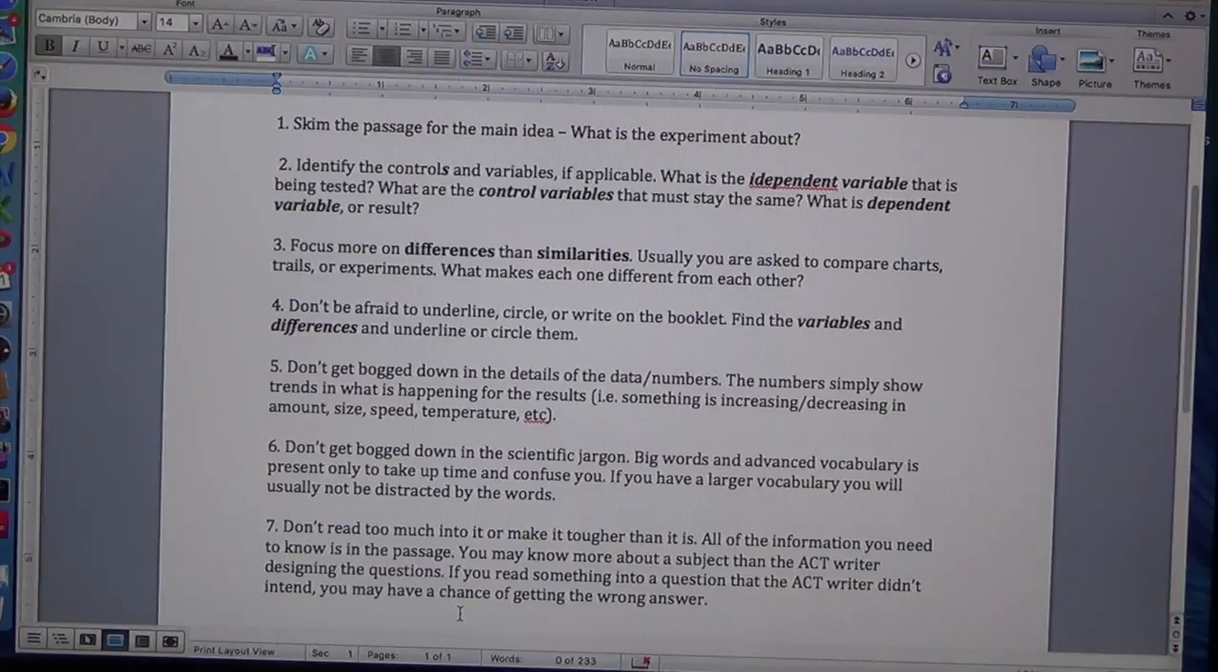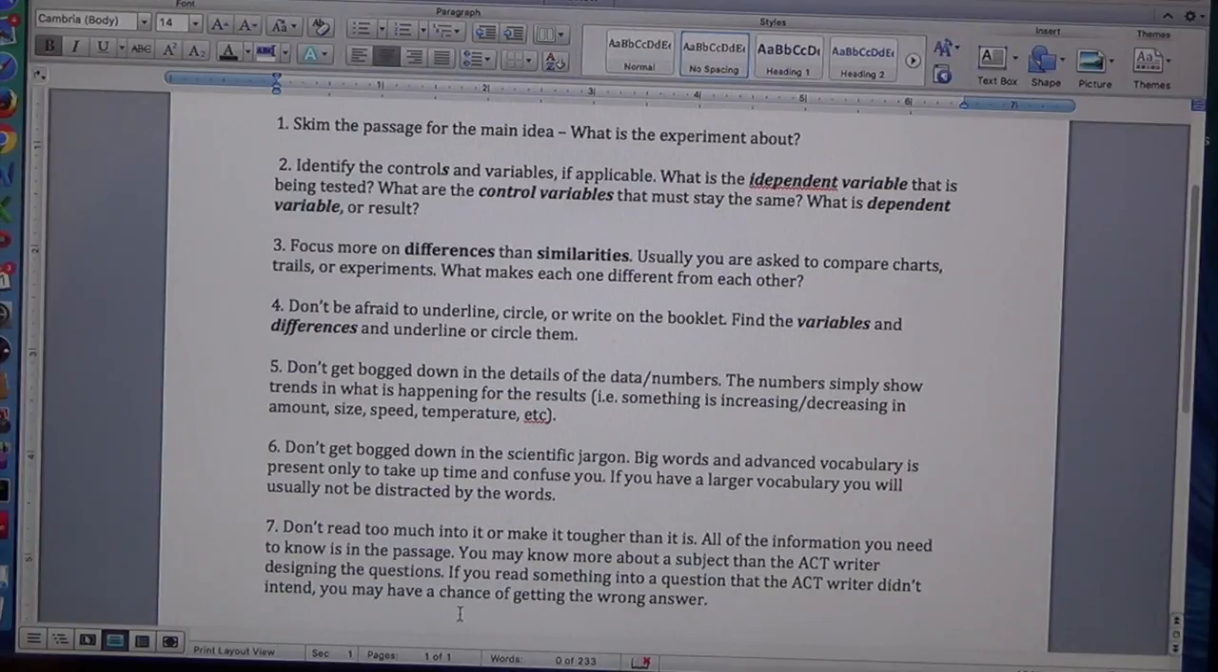What are the controls? Focus on differences and focus on similarities. If you focus on those 2 things, you're more likely to be getting your attention attracted to what it is they're trying to ask the questions on. Again, don't be afraid to underline, circle, or write.